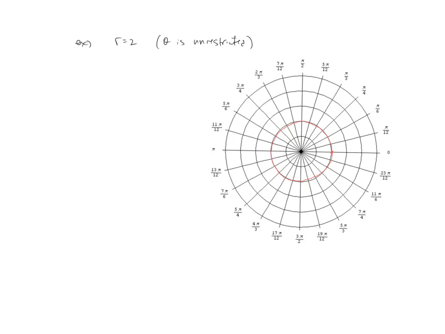So anytime you see r equals a constant, it's just a circle with a radius of that constant. And similar to the last one, it's not very difficult to see. We know that r equals the square root of x squared plus y squared, which means 2 equals the square root of x squared plus y squared. If we square both sides, x squared plus y squared equals 4. And yep, that's the circle that we had graphed in red.